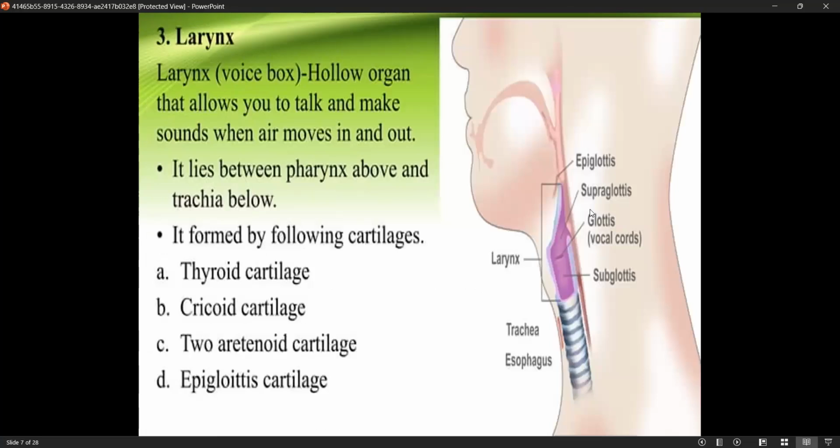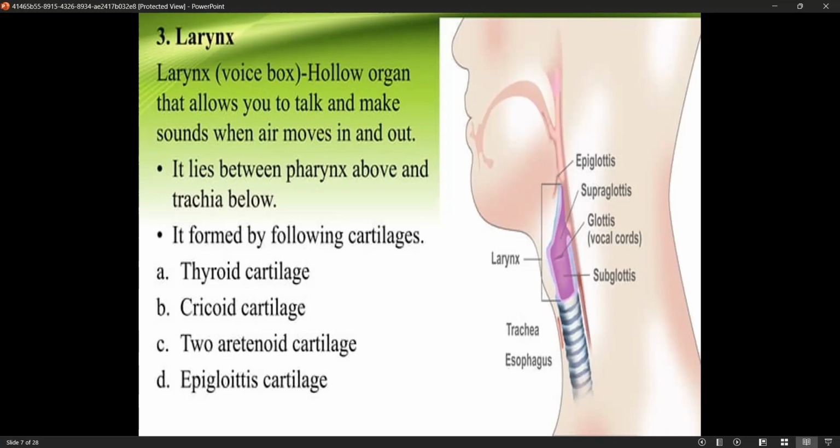So the next structure is the larynx. Here we can see that we also call it the voice box because the sound is generated there, by the vocal cords, right? So the hollow organ that allows you to talk and make sounds when air moves in and out, that structure is called the larynx. So the larynx is most important for talking. That's why it is called the voice box.